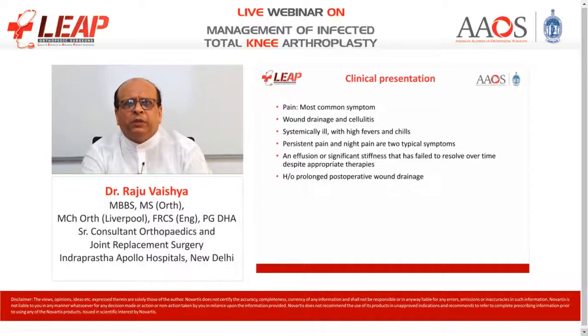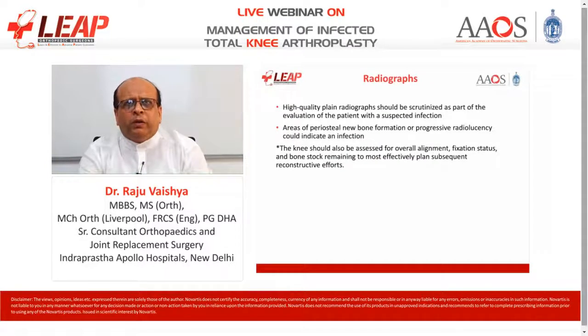If a patient presents with night pain, it should be taken with a lot of seriousness and could indicate underlying infection. An effusion or significant stiffness that has failed to resolve over time despite various conservative therapies should again alarm bells and indicate infection. There could be a history of prolonged postoperative wound drainage after the total knee replacement. These may or may not grow microorganisms on routine culture, but should be taken as infection until proved otherwise.